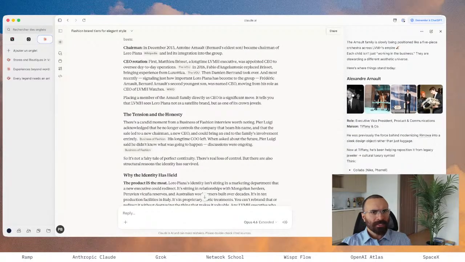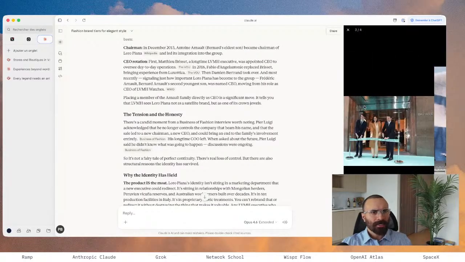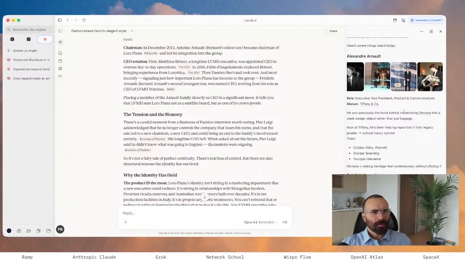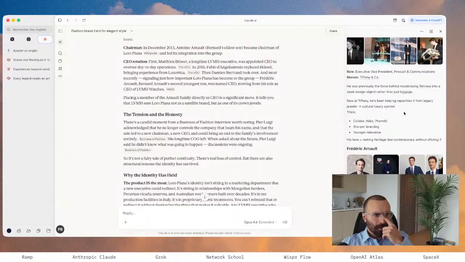Alexandre Arnault, yeah. One guy is at Tiffany. Wait, he's the youngest kid. Executive VP. The force behind modernizing Rimowa into a sleek design object rather than just luggage. Wow. Now at Tiffany, he's been helping.